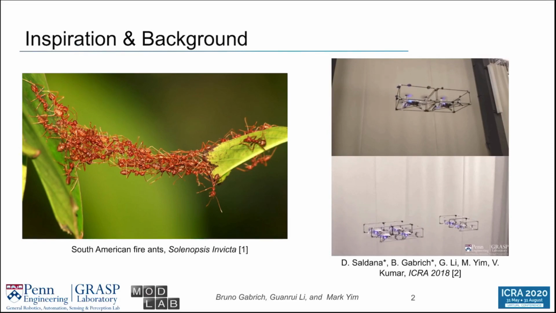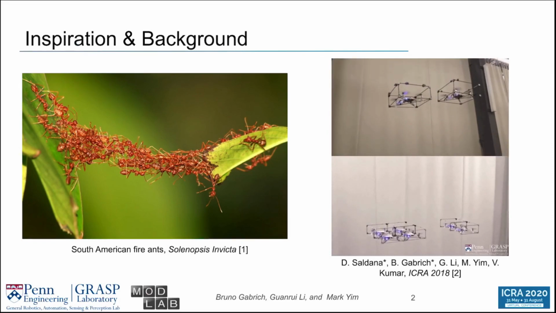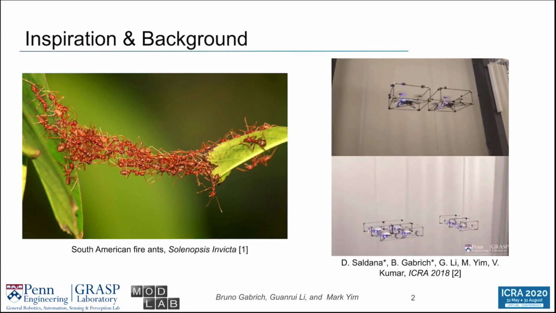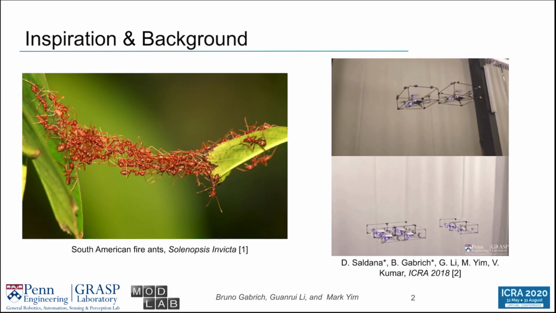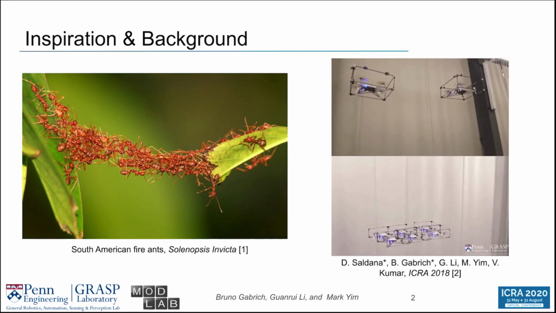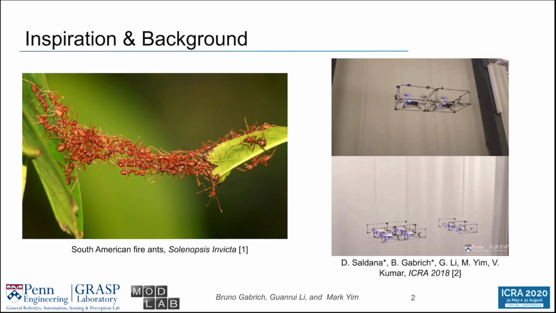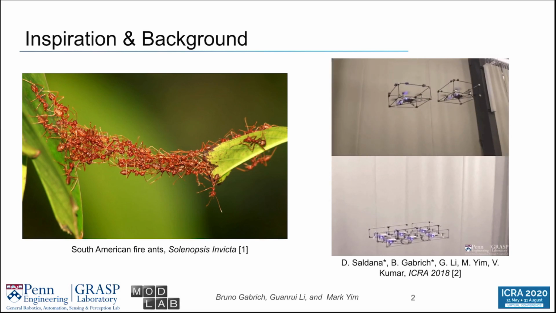In our previous work, we have shown how modules could fly as independent units and self-assemble in midair into a variety of different structures, as seen in the animation on the right. Our inspiration for that comes from the South American fire ants, Solenopsis invicta, that with their own bodies can build bridges in midair connecting distinct regions in space.